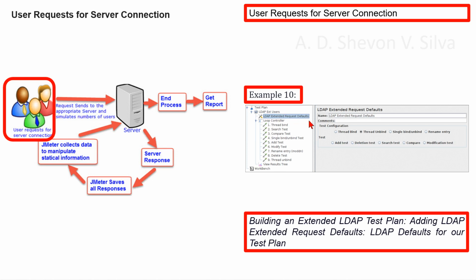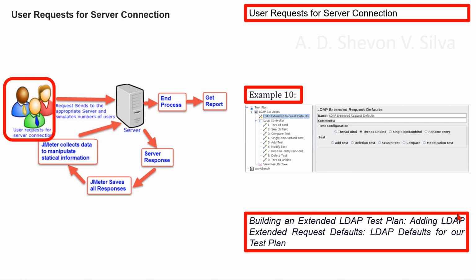Like most JMeter elements, LDAP extended request defaults control panel has a name field that you can modify. In this example, leave this field with the default value. Here you can see LDAP default for our test plan. For each of the elements of the different operations, some default values can be filled in. In all cases, when the default is filled in, this is used for the LDAP extended request.